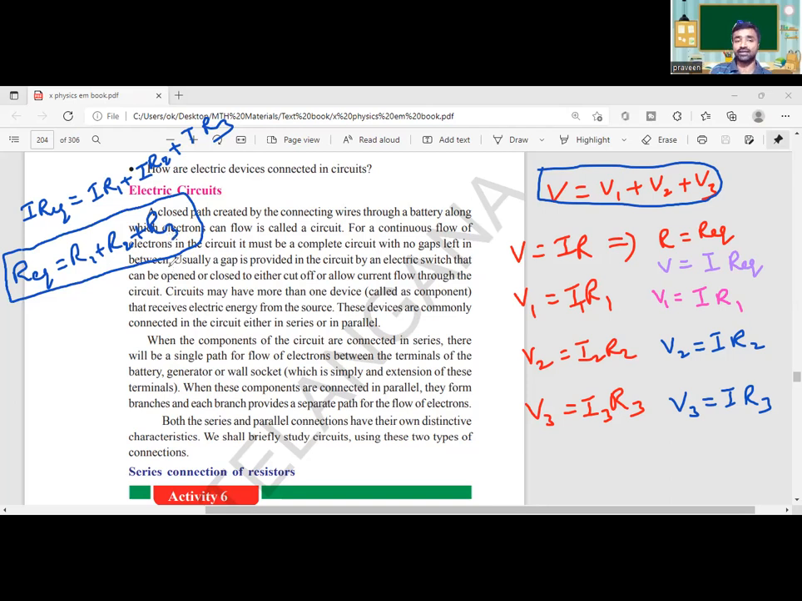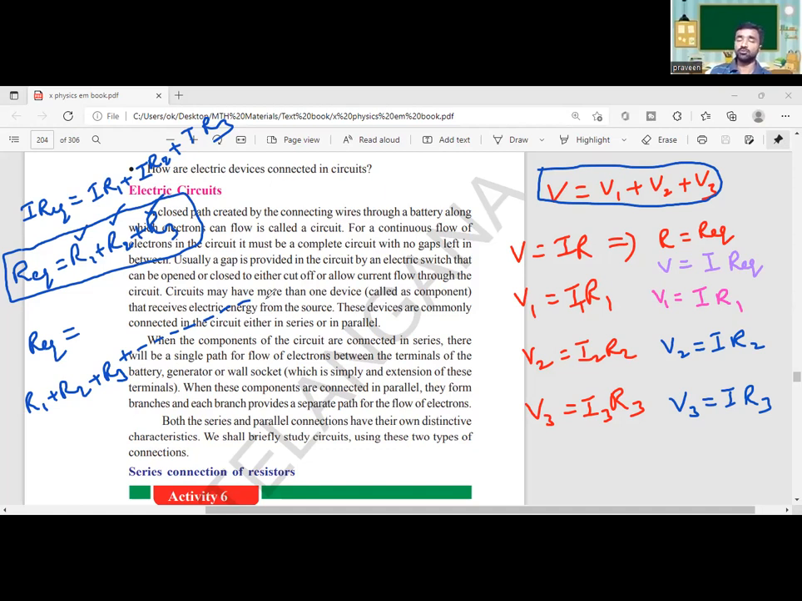If many bulbs are connected, see here, how many bulbs are there? That many resistances are added here. If there are more than three, what formula can you write here? R equivalent equal to R1 plus R2 plus R3 plus so on, as many resistors as are connected. That means as many bulbs as are connected in the circuit. So this is the formula to find the effective resistance in the series combination of bulbs.